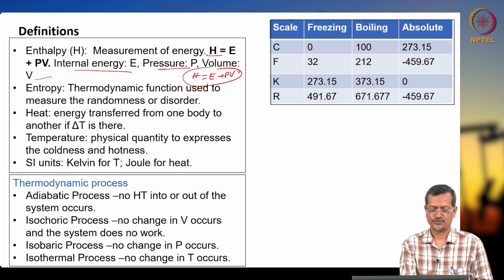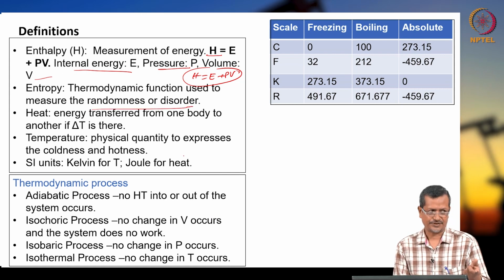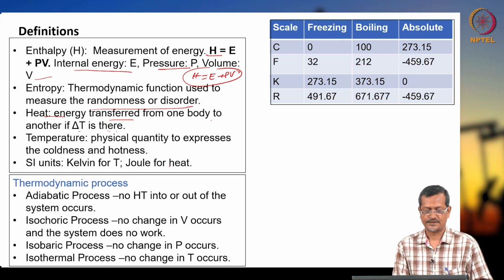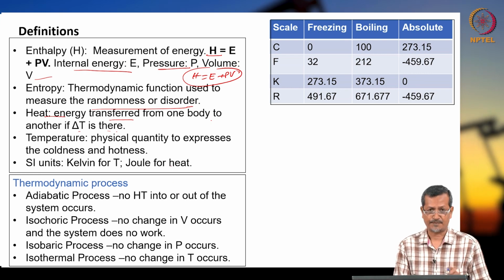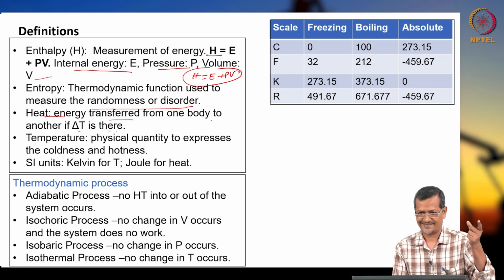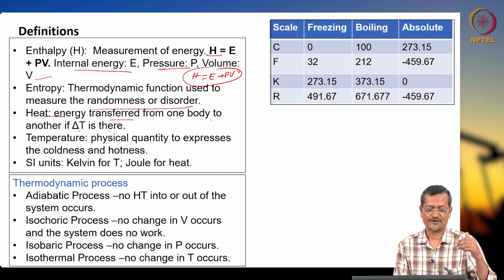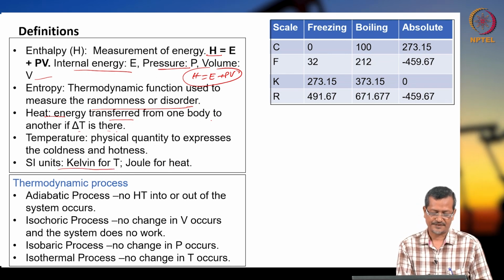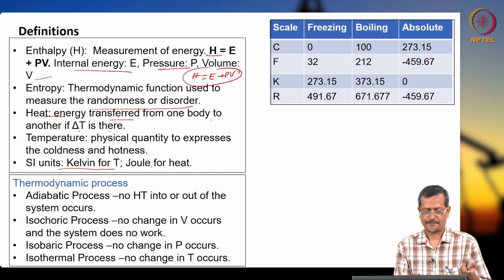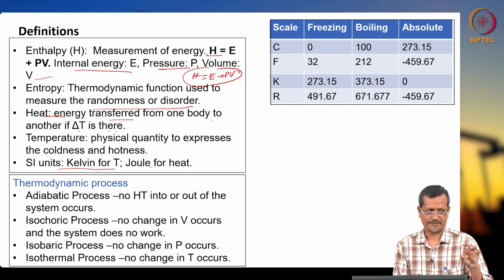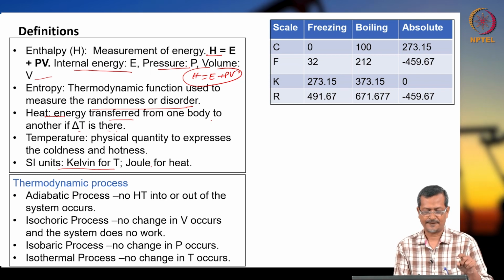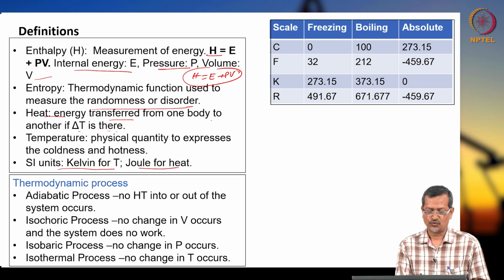Entropy is a thermodynamic function used to measure the randomness or disorder. This is also actually energy. Heat is defined as energy transfer from one body to another body if there is a temperature difference. This is also energy. Heat is energy. Temperature is not energy. It is a physical quantity to express coldness or hotness, not a measurement of heat. The SI unit of temperature is Kelvin. If you are using other unit systems, for example field units, you will have different units, but for SI we use Kelvin for temperature and Joule for heat.